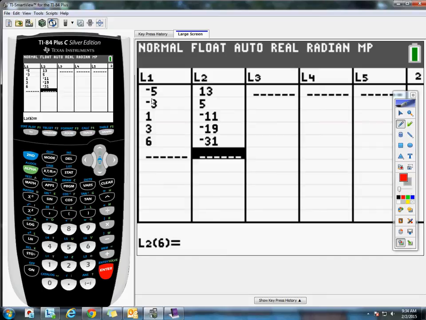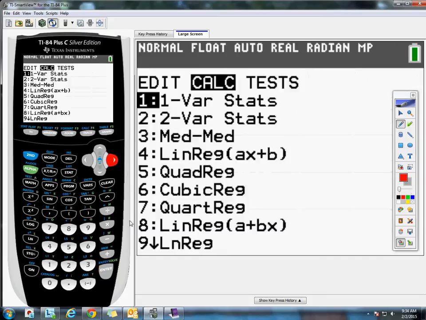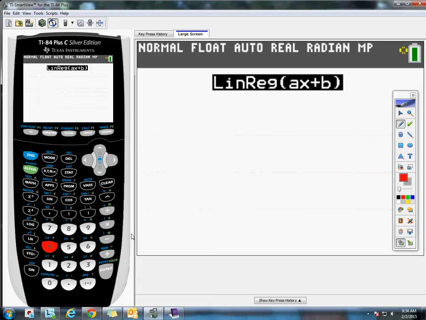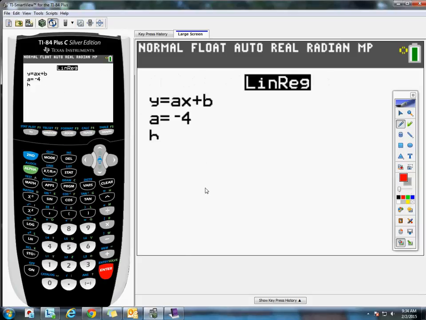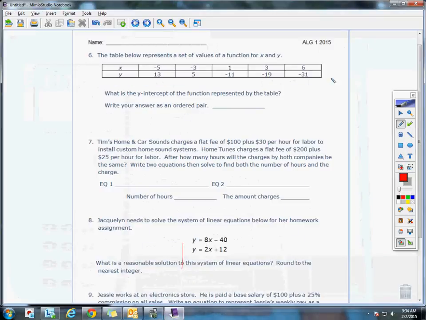Okay, so after you get those in L1 and L2, you just hit stat, go over to calc, we want number 4, and then you hit enter, enter, enter, enter to calculate, and then it gives us our equation. So y equals -4x minus 7. Now this one, I'm going to go ahead and write out my equation over here to the side. y equals -4x minus 7.